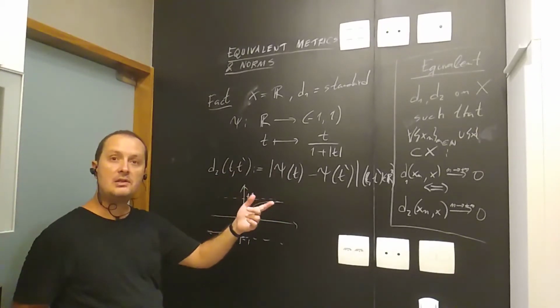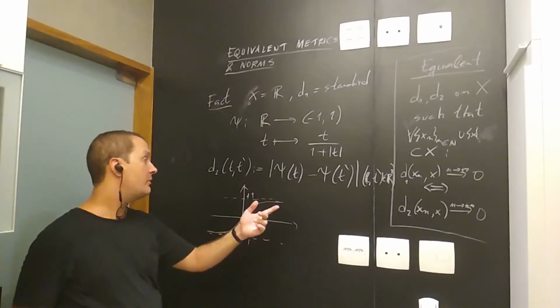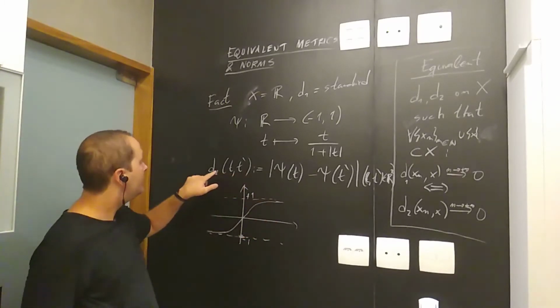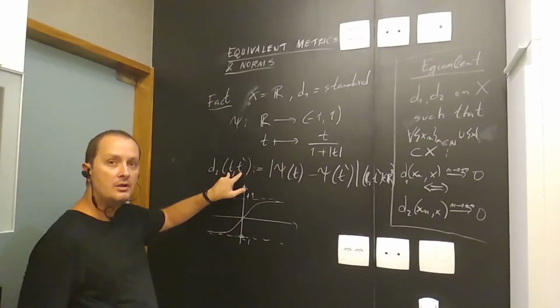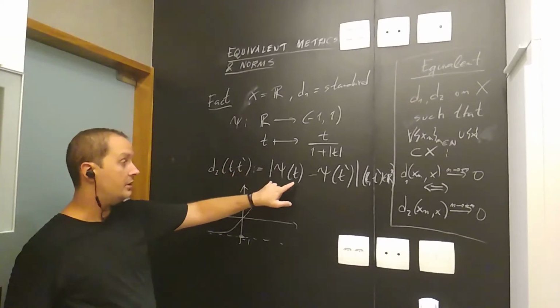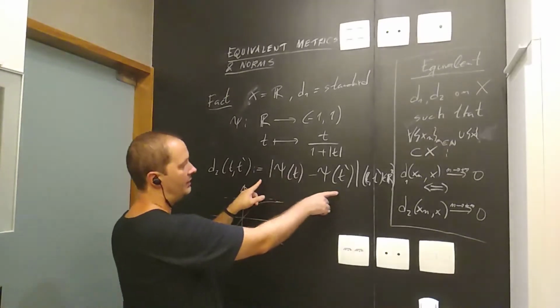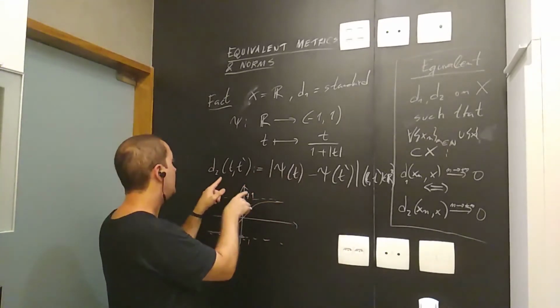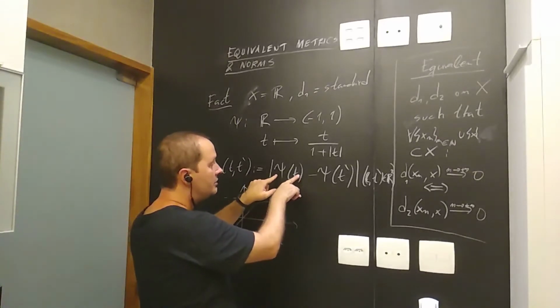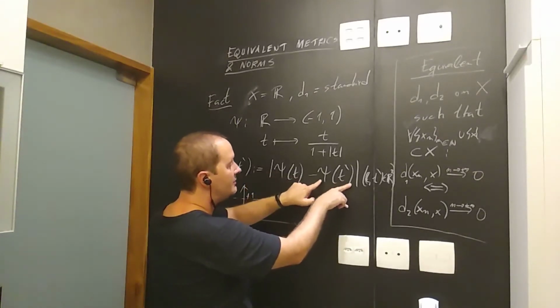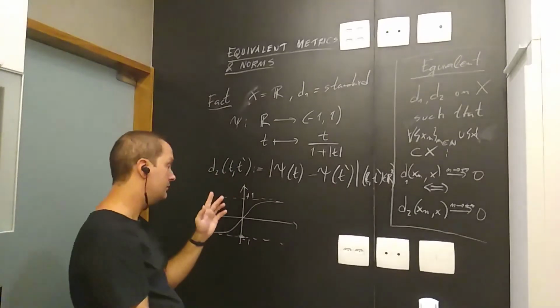Well, that's related to the first property in the definition of a metric, right? The first property is that D2 of different points should be non-zero, and it's clearly true. The distances, these values, are always non-negative. If t is different from t prime, then because psi is a bijection, psi of t is different from psi of t prime, therefore this is non-negative.